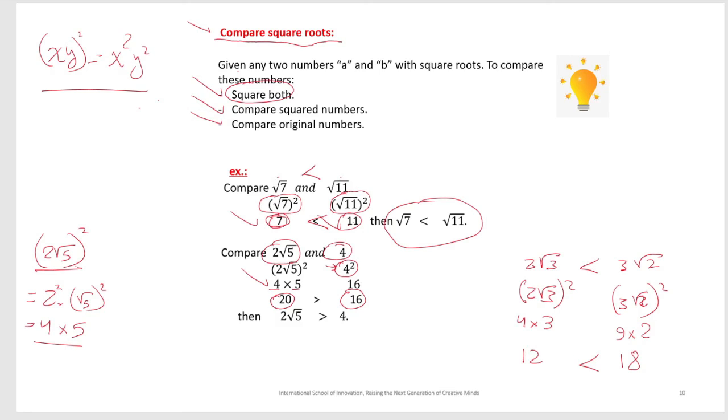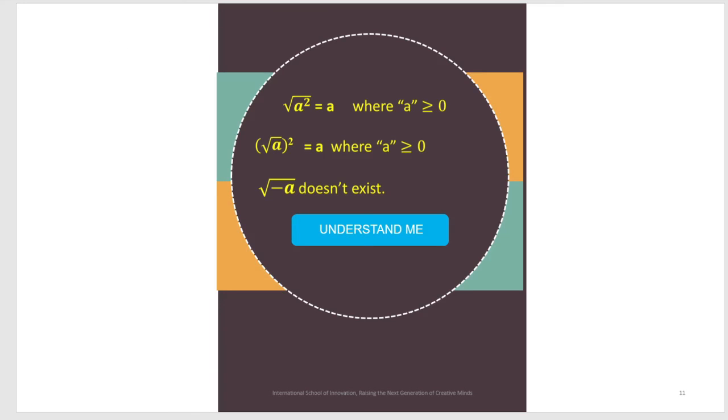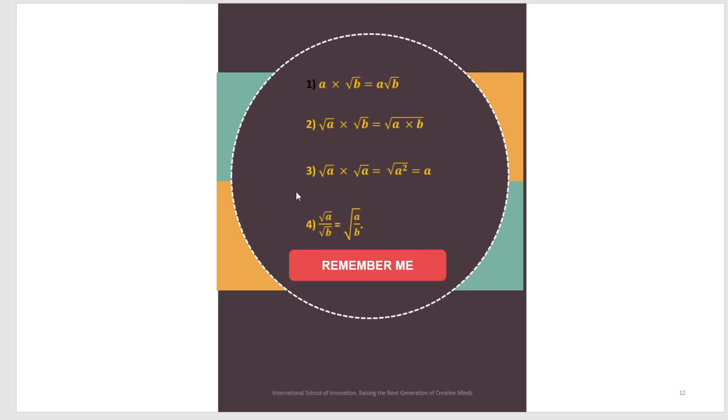Okay? This is everything in our lesson. So I'll make a conclusion now. Radical A, all of its squared equals A. Don't forget, radical A, all of its squared equals A. Radical minus A does not exist. And A times radical B is A radical B. Radical A times radical B is radical A times B. Radical A times radical A is A.